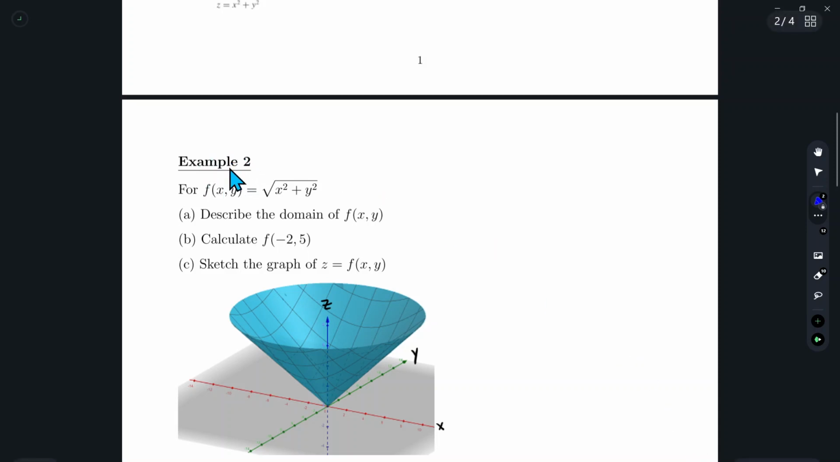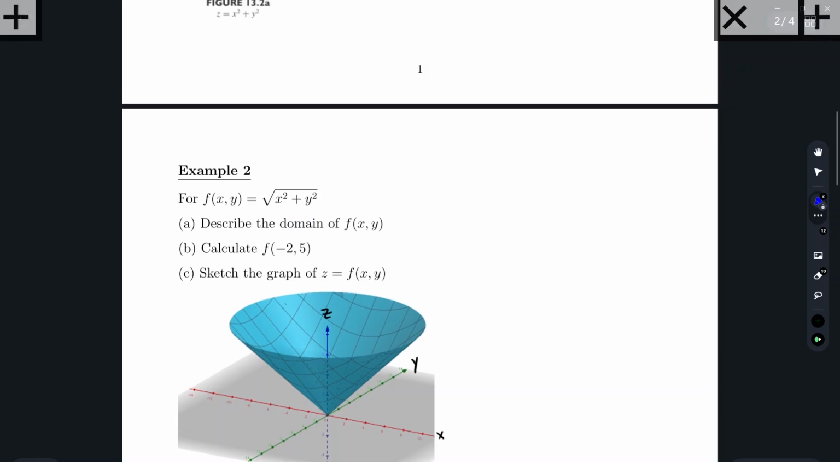In example 2, we take a look at another function, somewhat similar. The function is the square root of x squared plus y squared. Again, we first try to determine the domain. Because the function involves a square root, you can't take the square root of a negative number. So to understand the domain, the part inside the square root, x squared plus y squared, has to be greater than or equal to 0.